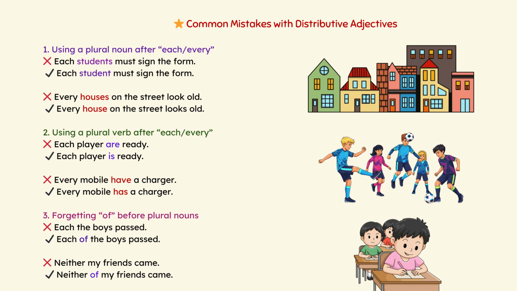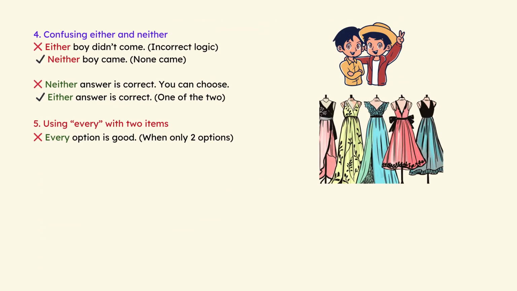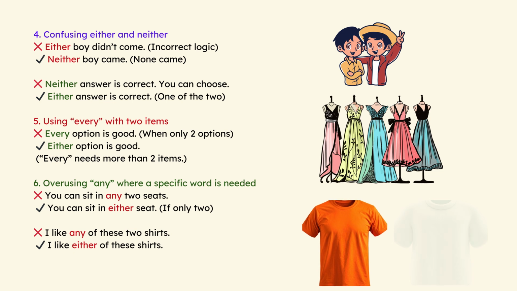Third mistake, forgetting to use of before plural nouns. We do not say each the boys passed. We say each of the boys passed. We do not say neither my friends came. We say neither of my friends came. When we use a plural noun after these words, we must use of. Now, let's look at a few more common mistakes.